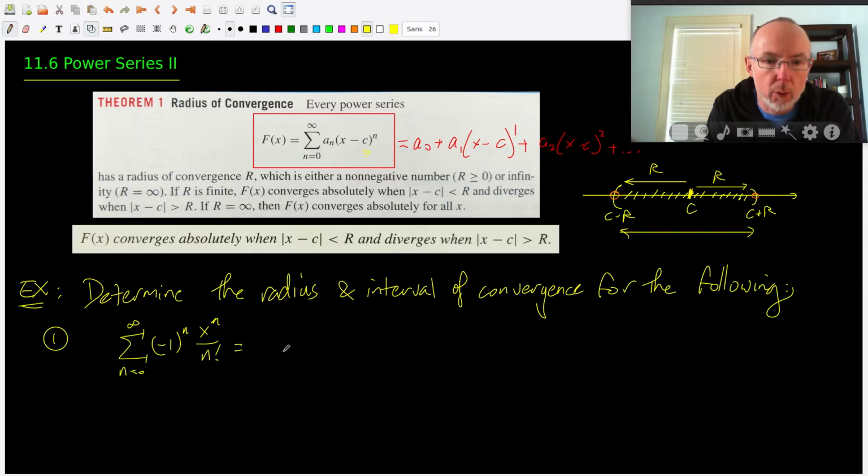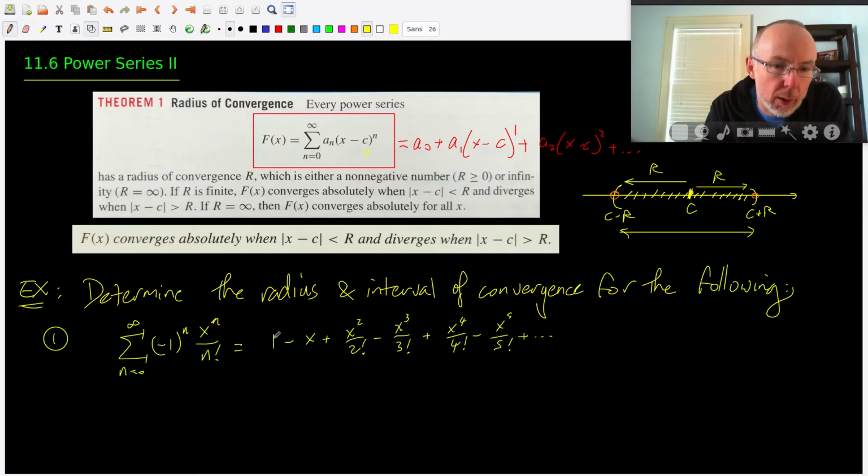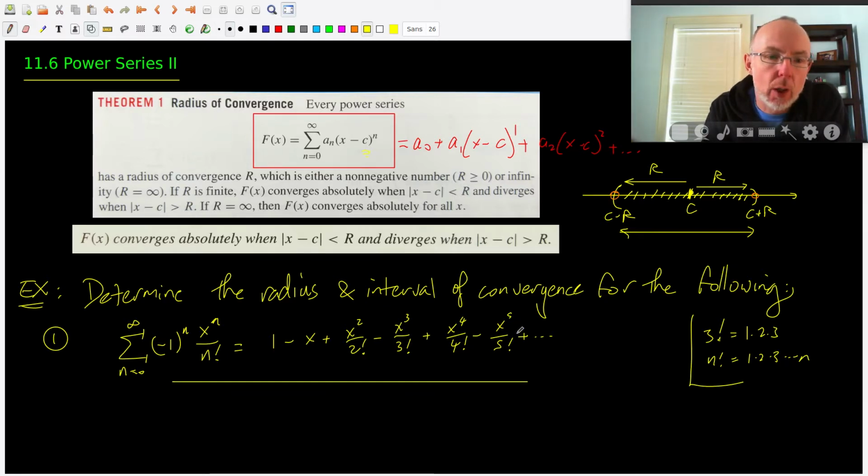So if we write that out, we get a power series, and remembering that 0 factorial and 1 factorial are both 1, we get these terms, then x squared over 2 factorial and x cubed over 3 factorial. And remember, 3 factorial is just the product of 1, 2, and 3. n factorial is just the product of 1, 2, 3, all the way up to n. So we want to find the radius of convergence and the interval of convergence for this power series. The natural way to approach this one is to use the ratio test.